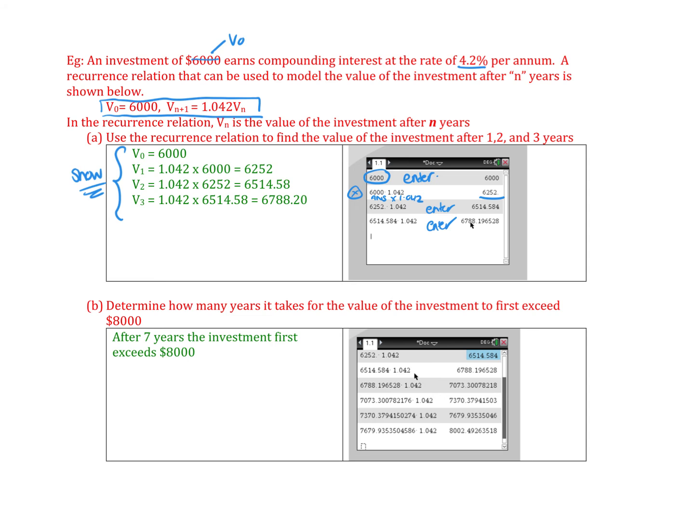Okay, then it says determine how many years it will take it first to exceed 8,000. So you can just keep pressing in your calculator. So we got to, this was 1, 2, 3, 4, 5, 6, and you saw 7. So we said after 7 years, we got to it. We were just quickly pressing enter in our calc.